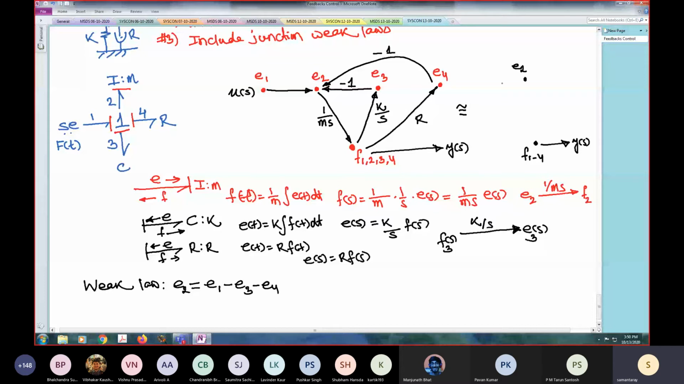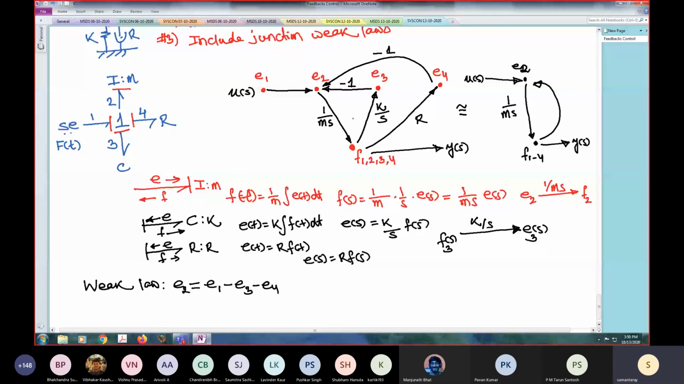Of course, S. This is 2. This is US. Now from this to this, we have 1 by MS. And from this to this, look at this. What we have here, this E3 I can remove. It's an intermediate thing. We have a final connection from U to E2. So the gain will become minus K by S.